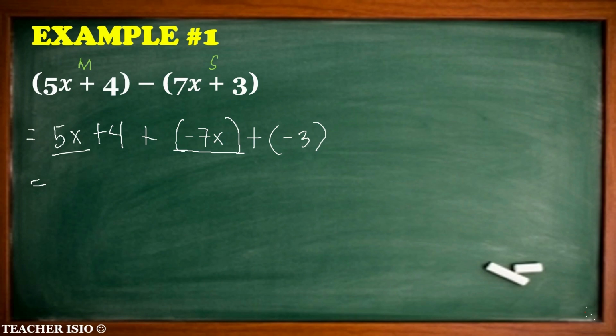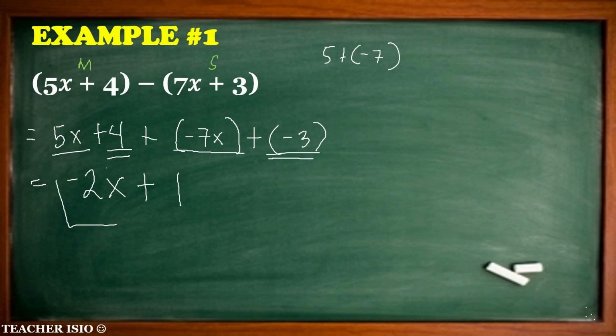So, again, combine nyo lang yung numerical coefficient. Okay? So, magiging parang 5 plus negative 7 yan. Okay? So, what is 5 plus negative 7? We have negative 2. And then, just copy the variable. Next, sa constant term na tayo, 4 and negative 3. 4 plus negative 3, we have positive 1. So, we have negative 2x plus 1 is the answer.